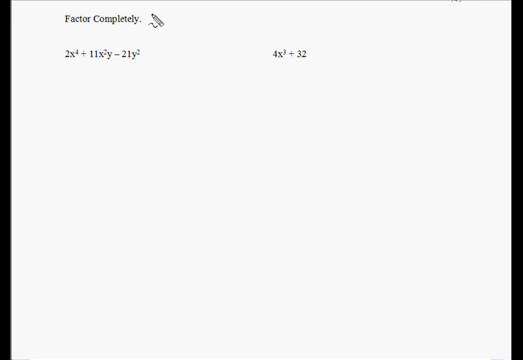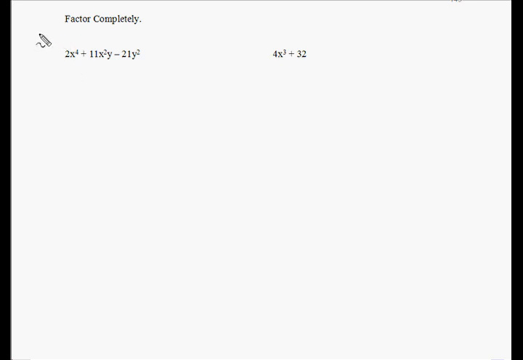Factor completely. 2x to the fourth plus 11x squared y minus 21y squared. There are three terms, and if I look at the coefficients, there's nothing common. And if I look at the variables, this has no x, this one has no y, so there's nothing common.